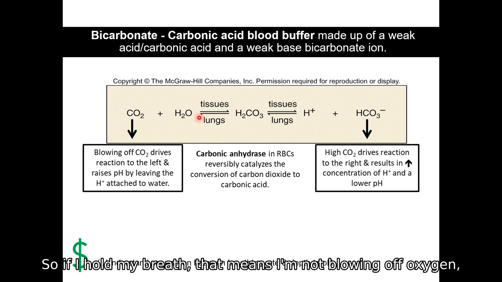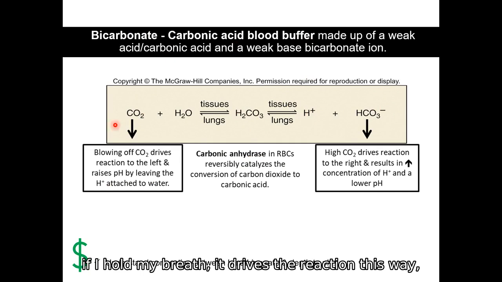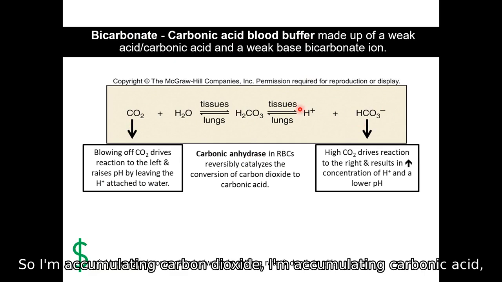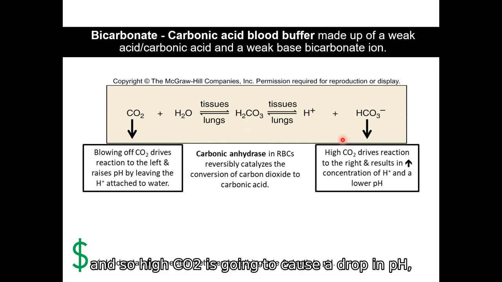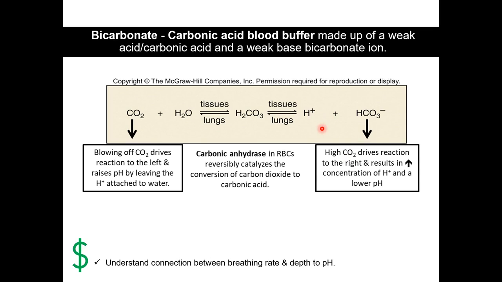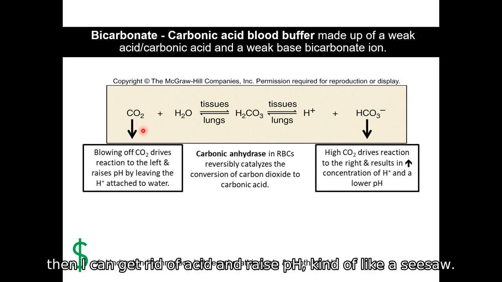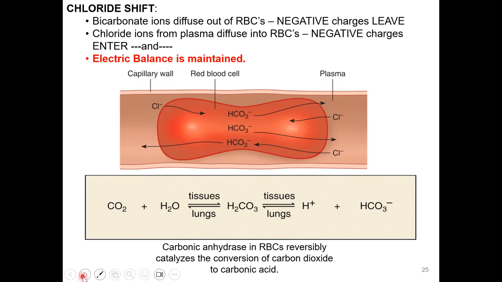So if I hold my breath, okay, that means I'm not blowing off carbon dioxide. If I hold my breath, it drives the reaction this way, right? Because I'm not blowing it off. So I'm accumulating carbon dioxide, I'm accumulating carbonic acid, and so high CO2 is going to cause a drop in pH. Because this is an equilibrium. If I blow off a lot of CO2, just think of a little acid breather, then I can get rid of acid and raise pH. Think of it like a seesaw.